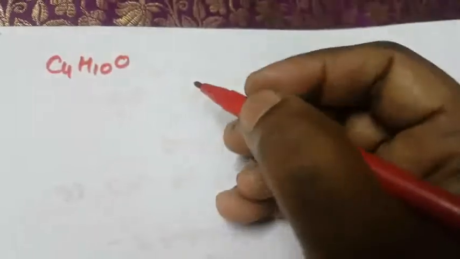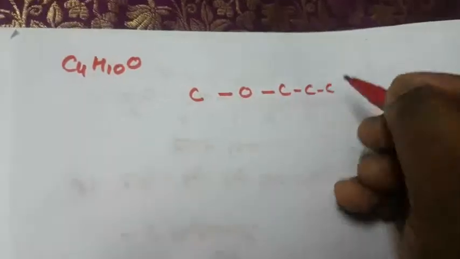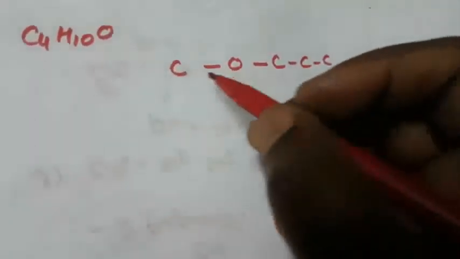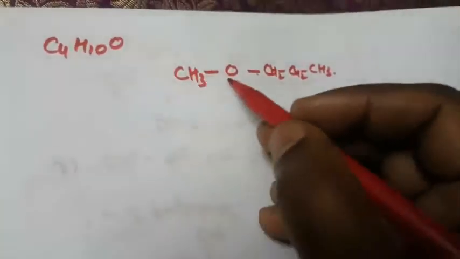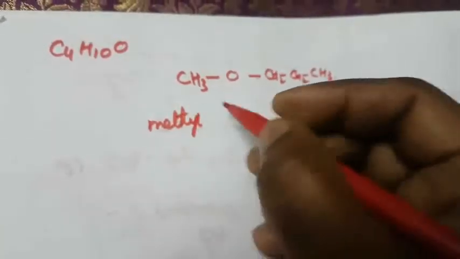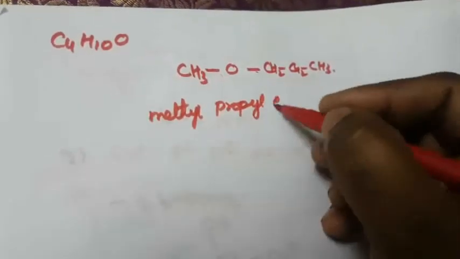So how to write? C4H10O. Okay, what is the compound? This is the ether functional group. So C4, 1 oxygen, and 4 carbons. I am writing the 4 carbons here. This is 1, so 1 carbon means 3 hydrogens, here 2, here 2, and CH3. What is this compound name? This is the ether functional group, right? Methyl propyl ether. This is one functional group.